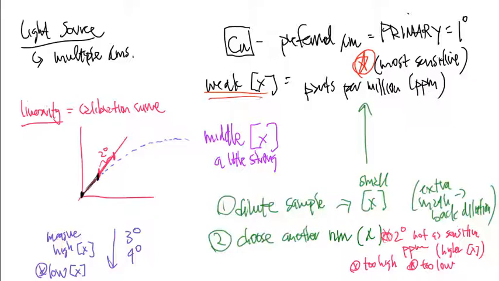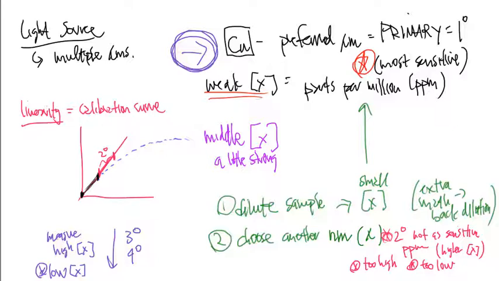Okay, so that's the story with the light bulb. That's the story with multiple wavelengths. And that is a setting and a decision that you have to make as an analyst when you're working in a laboratory. What do you pick? Well, primary's preferred every time. But if your samples are concentrated and you've got a lot of them, you need to get away from the primary, and you need to go through and take a look at secondary, tertiary, quaternary, and so on.